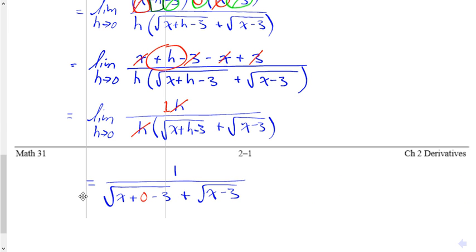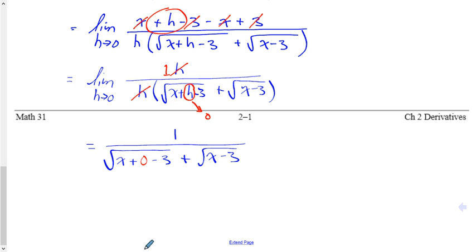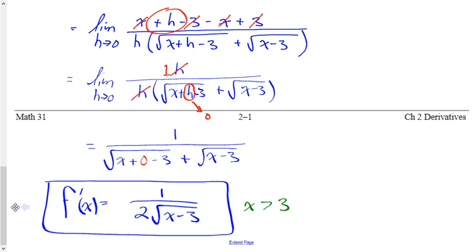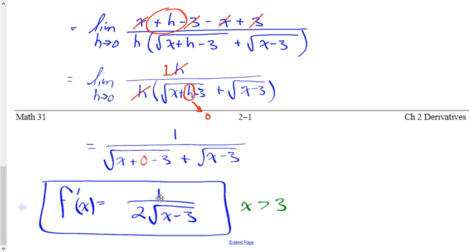I will get this when I substitute 0 in place of the h that is left over. So this h is approaching 0, and so that's what I've shown here. If that goes to 0, then I have the square root of x minus 3 plus the square root of x minus 3 in my denominator, giving me my derivative function, which is 1 over 2 times the square root of x minus 3.